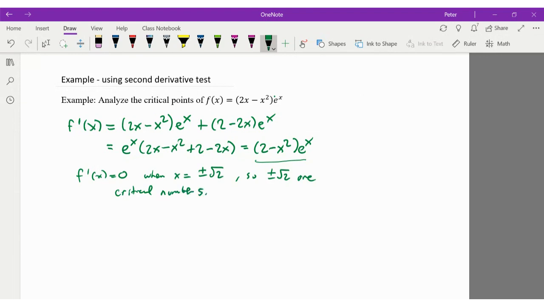So we found the critical numbers. And now what we can do is we can use the second derivative test to classify these critical numbers. So let's find the second derivative.